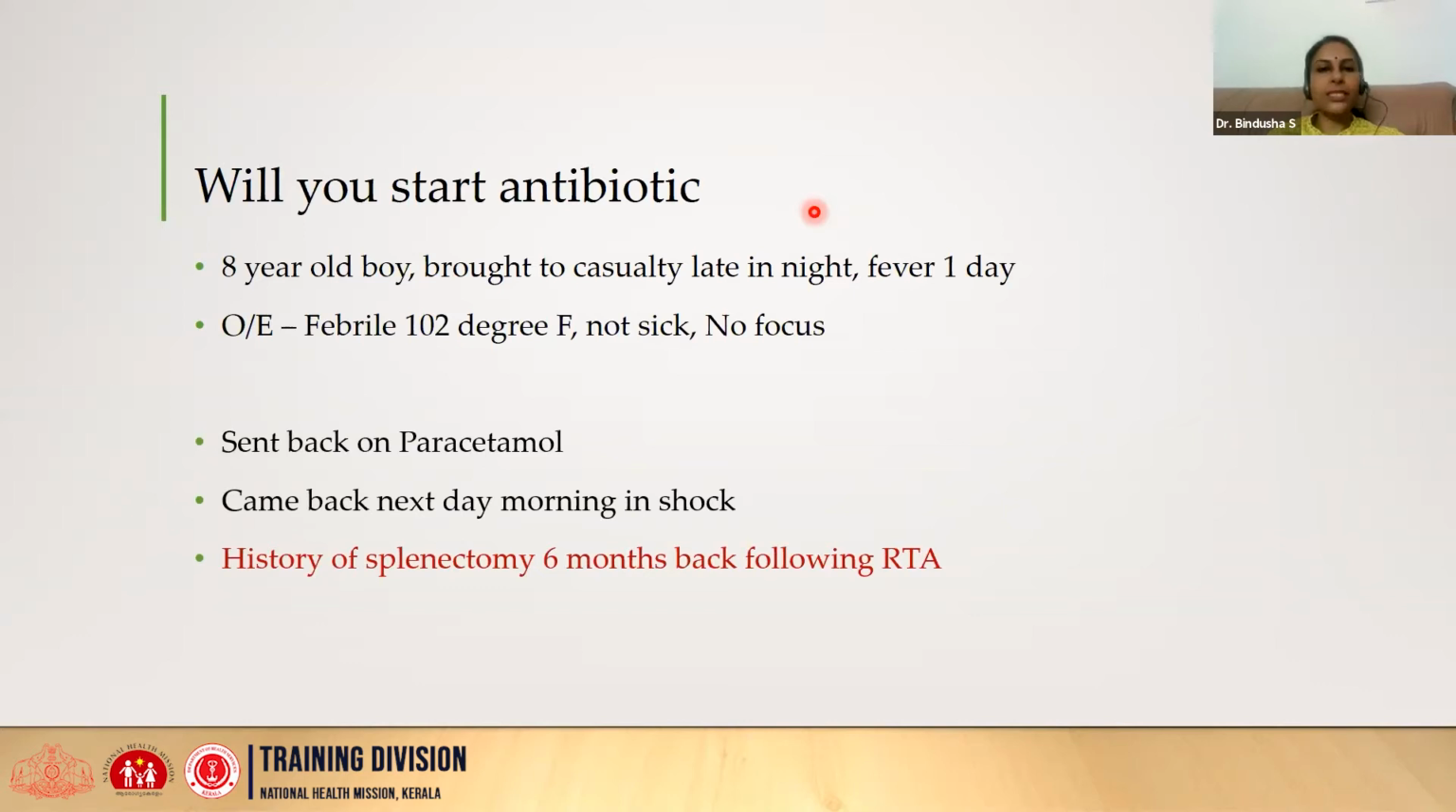The thing is that whenever we are sending a child home without an antibiotic, or whenever we are seeing a child with fever, we also always need to take a detailed history and make sure that this child is not having any immunocompromised situation. So this is a child who is immunocompromised. That is why the patient rapidly progressed to develop a severe sepsis and septic shock.